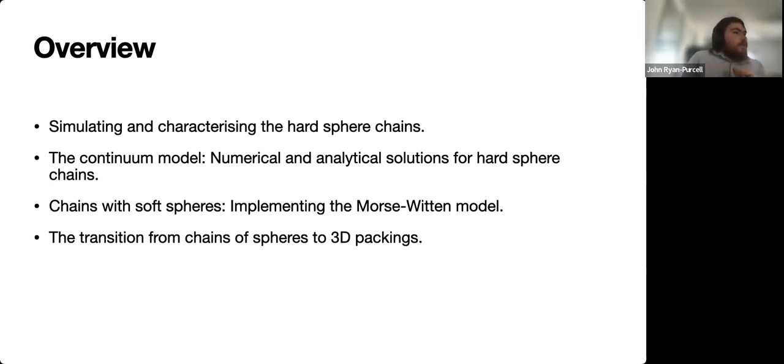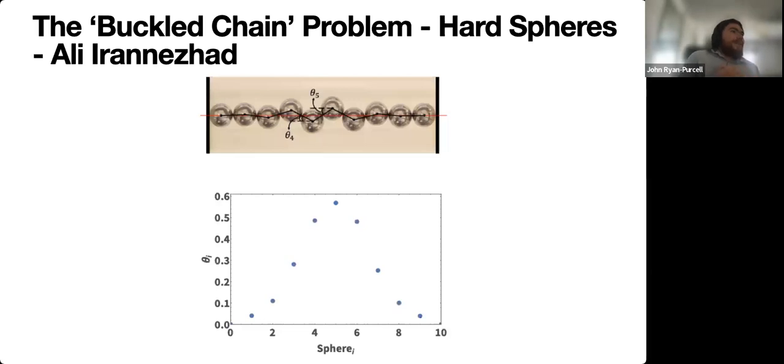All right, so starting with a simple experimental system that was put together by a member of our group, Ali Oranejad. Here is a picture of a set of hard ball bearings sitting at the bottom of a cylindrical tube. While this potential isn't exactly harmonic, it provides a good approximation and a good illustrative example of the kind of profiles that we're looking at.